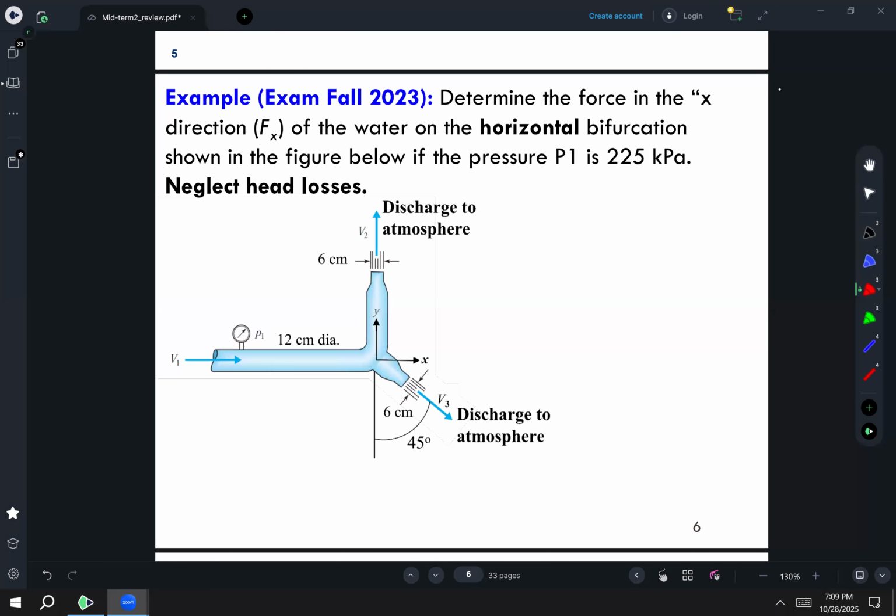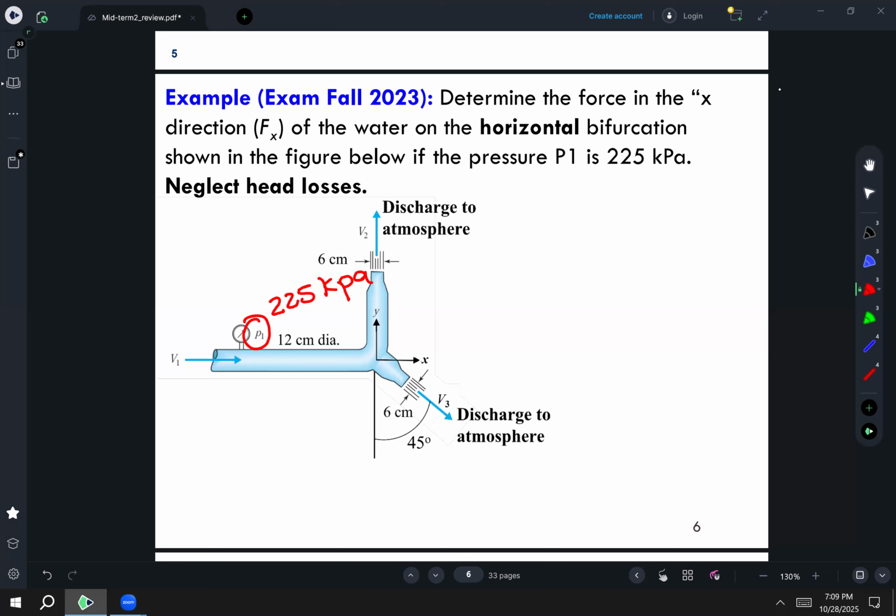Problem statement. Determine the force in the x direction Fx of the water on the horizontal bifurcation shown in the figure below. If the pressure P1 is 225 kilopascals. Neglect head losses. Okay, so the pressure P1 is 225 kilopascals.